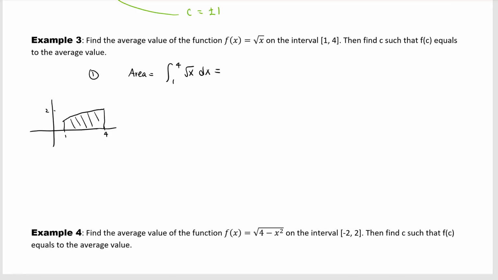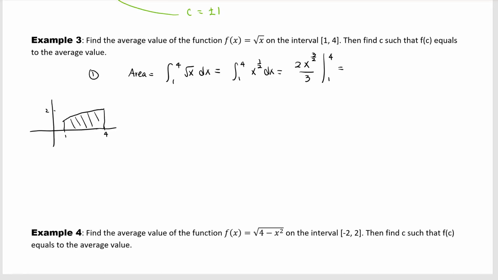Well, what is square root of x? Well, that's the same as x to the 1/2. Well, how do you integrate x to the 1/2? Power rule. You add 1 to the exponent. So 1/2 plus 1 is 3/2. And then we divide by 3/2, which means multiply by 2/3. Okay, and then we can evaluate from 1 to 4.